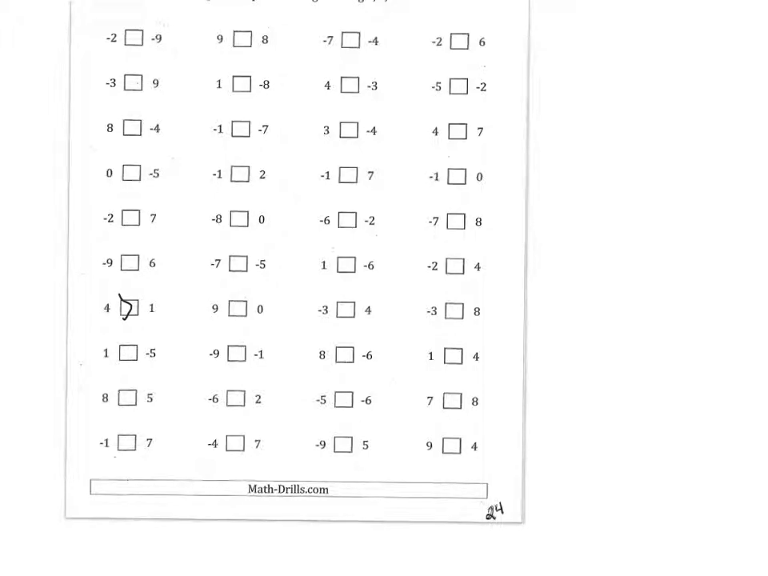Or even the next one that says 1 or negative 5. Well, would I rather have $1? Or would I rather owe someone $5? Well, I'd rather have money. So I know that 1 is greater than negative 5.